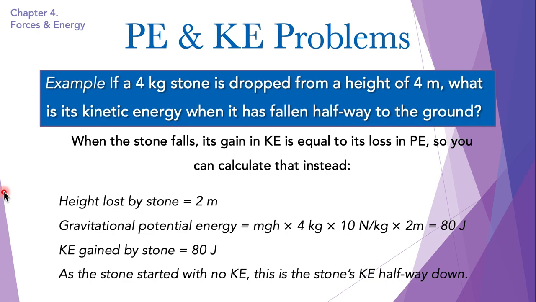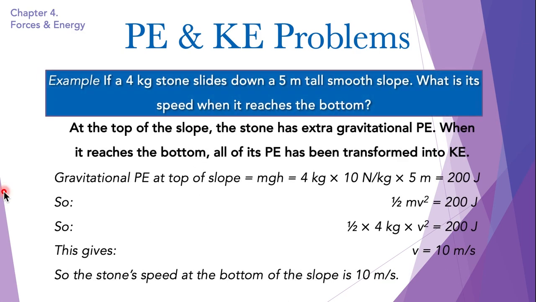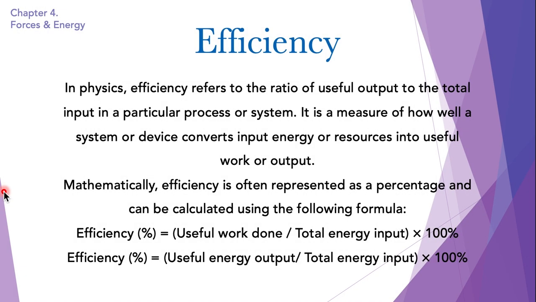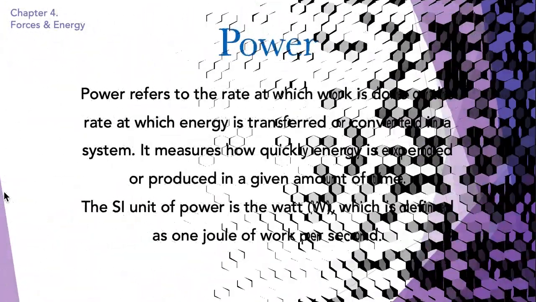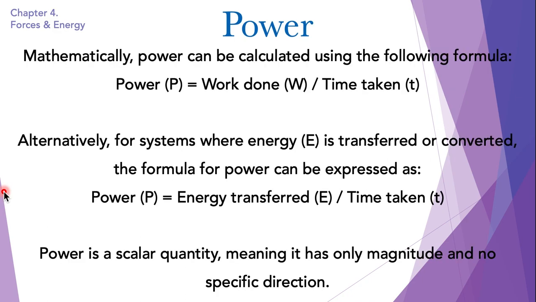We used all the equations we learned in this chapter in these questions, like the efficiency and the work done equations. We used the equations for gravitational potential and kinetic energy, and how we can use these equations to find the answers to these questions. And after this, we understood efficiency, how efficiency is calculated, and after this, we understood power, the SI unit of power, how power can be calculated using these formulas.